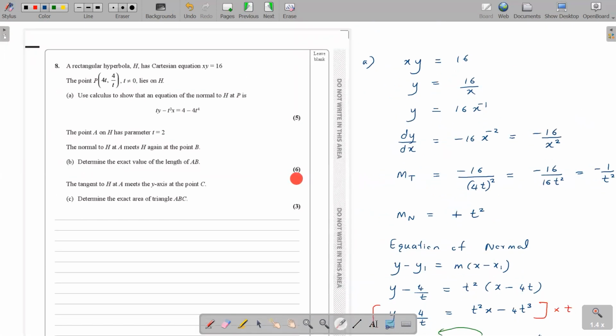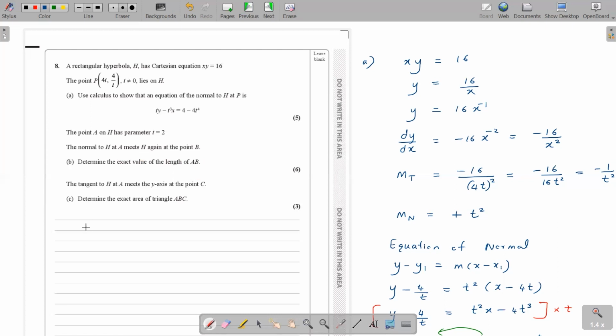There are 6 marks for part B. The point A on the hyperbola has parameter t equals 2. So this point A is a specific point because they have given you the t value, which means you can get the exact coordinate. The normal to the hyperbola at A meets the hyperbola again at B. Determine the exact value of the length of AB. Okay, so how do we do this?